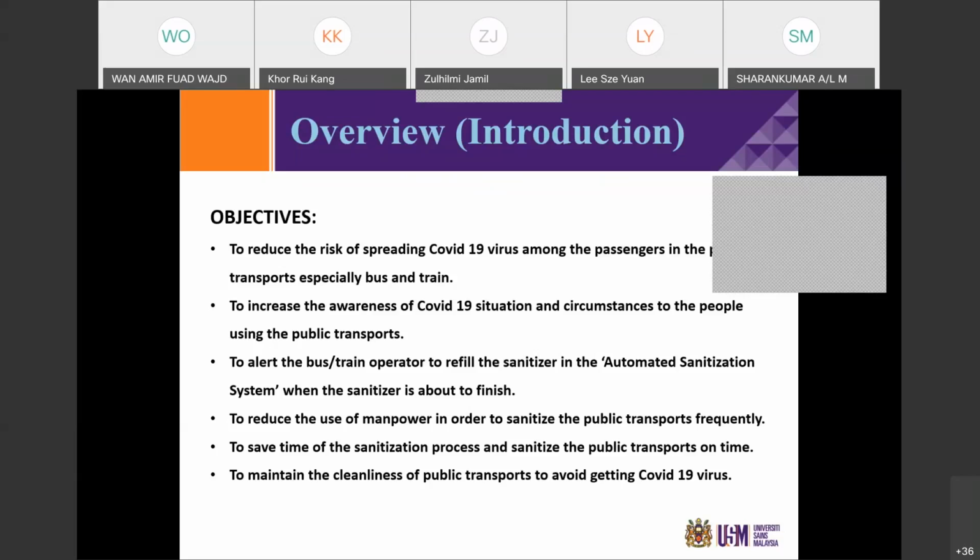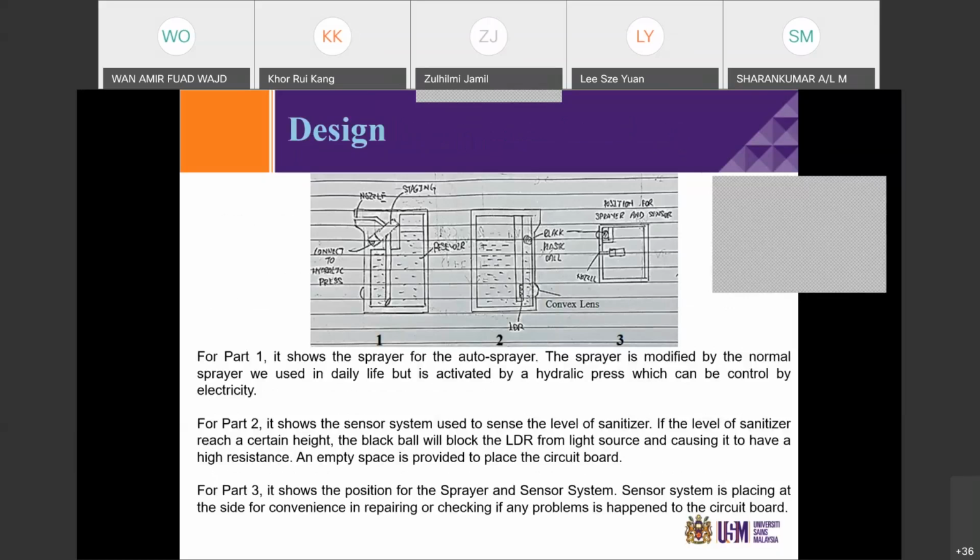And finally, it is about to maintain the cleanliness of the public transport to avoid getting the COVID-19 virus. So next, I would like to pass to my partner to explain about the design and the circuit.